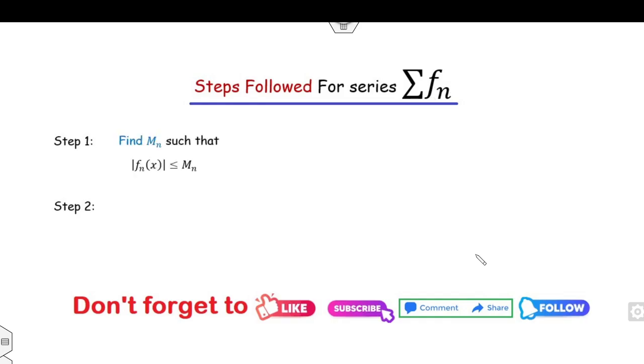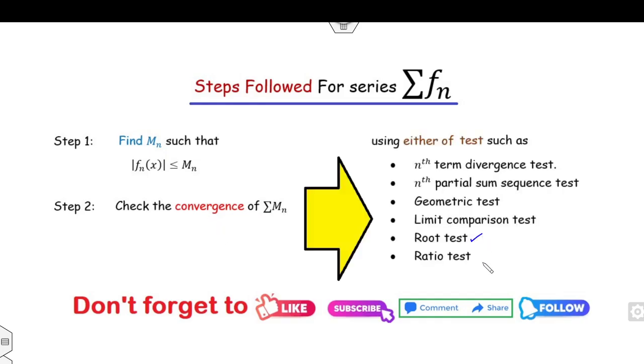We can apply the definition. We start with the modulus value and prove that it is less than or equal to something in terms of n, and that we define as Mn. The second step is to check the convergence. Again, how can we check the convergence? We can use the root test, ratio test, geometric test, limit comparison, and many more.